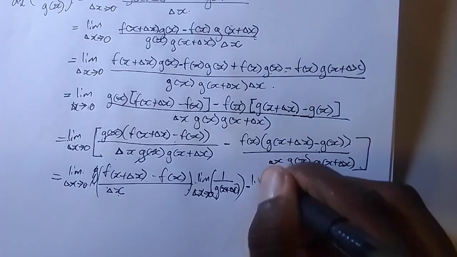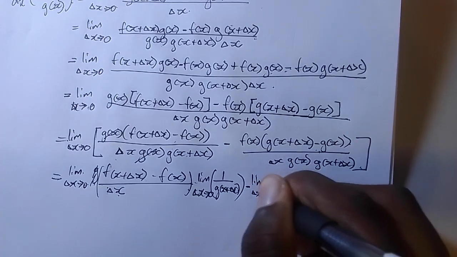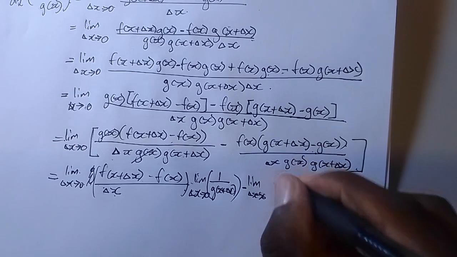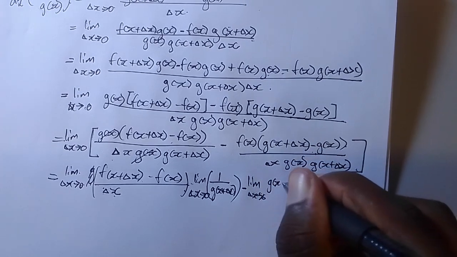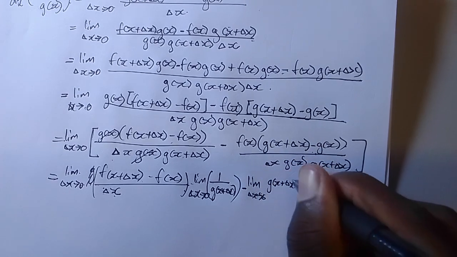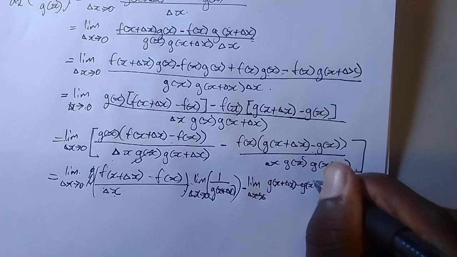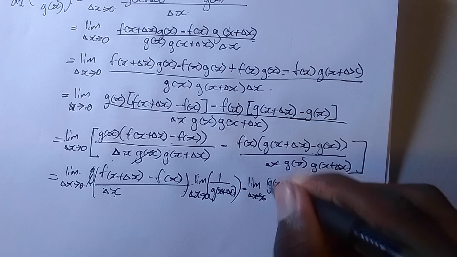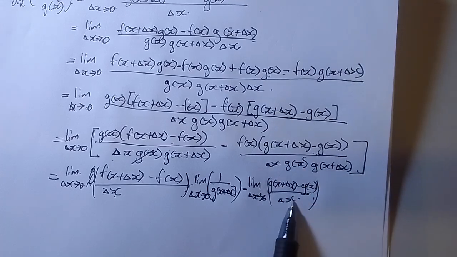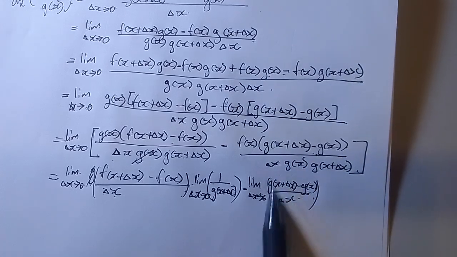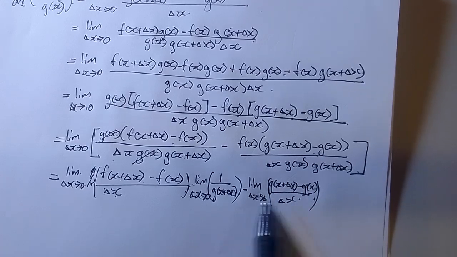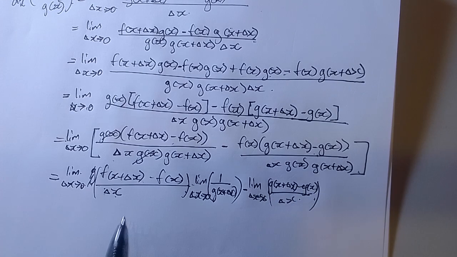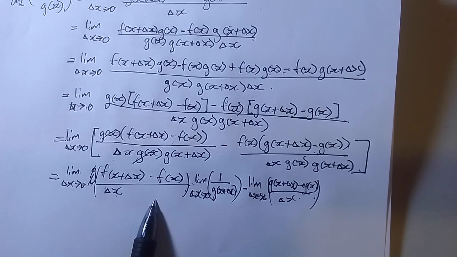We want the limit as delta x approaches 0 of g of x plus delta x minus g of x divided by delta x. Why do we want this to be like this? Because this still looks familiar too, and it is just the derivative of g. If this is like this, it's just the derivative of g, and this is like this, it's just the derivative of f.